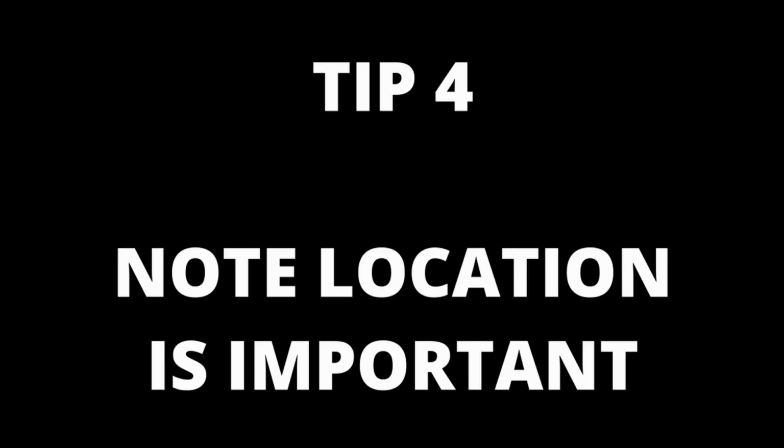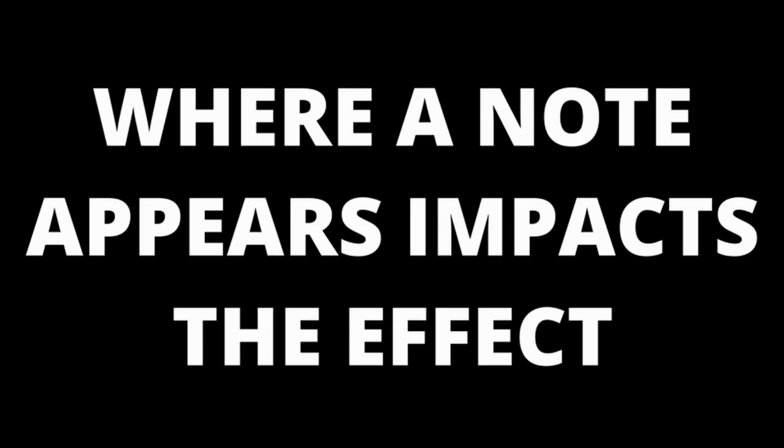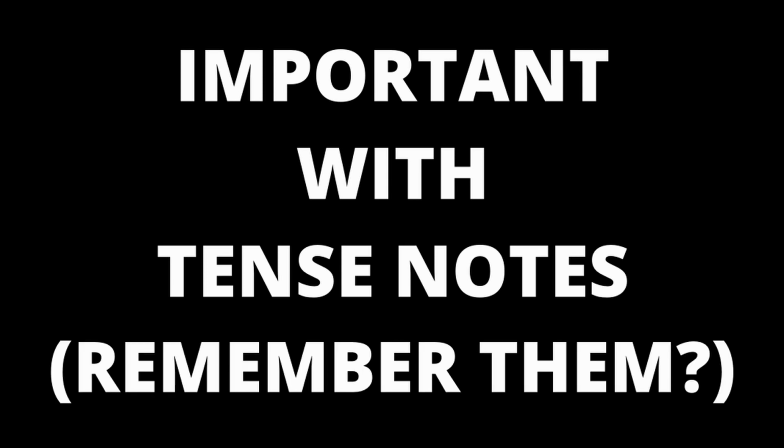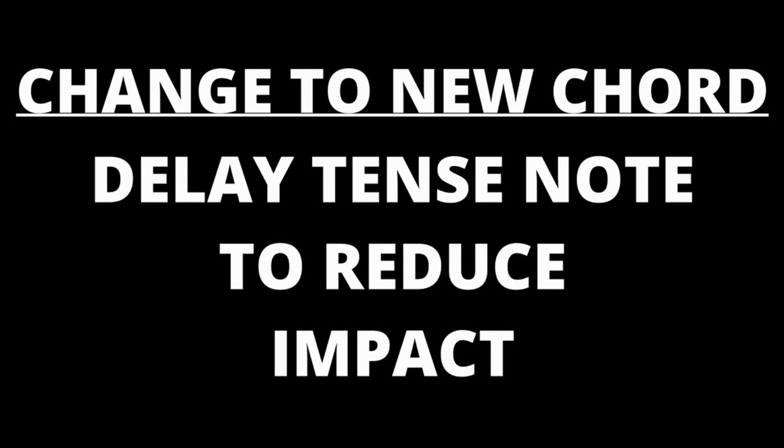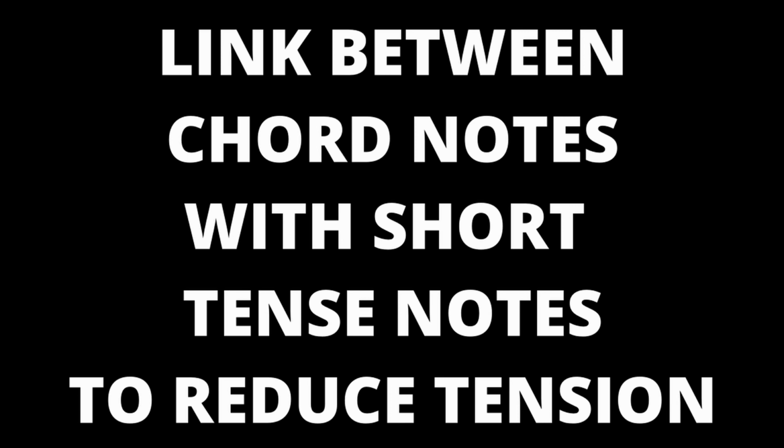Tip number 4. Note location is important. Where a note appears in a bar can have an impact on its effect. This is particularly important with these tense notes that aren't in the underlying chord. When landing on a new chord, if we go straight to the tense note, it has a greater impact than if it appears after we have heard the chord and possibly some of the chord notes in the melody. On the other hand, if we link between these with tense notes of a short length, then we can reduce the tension. These are sometimes known as passing notes.